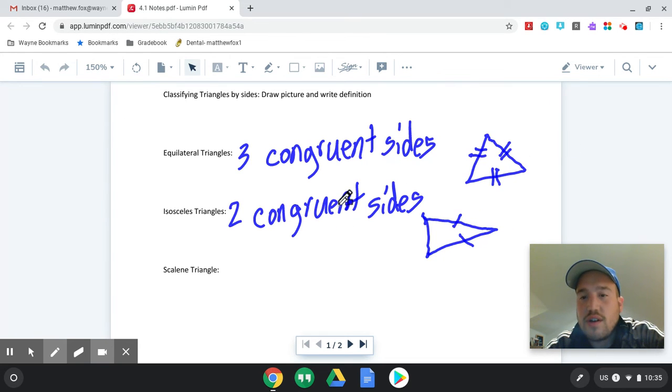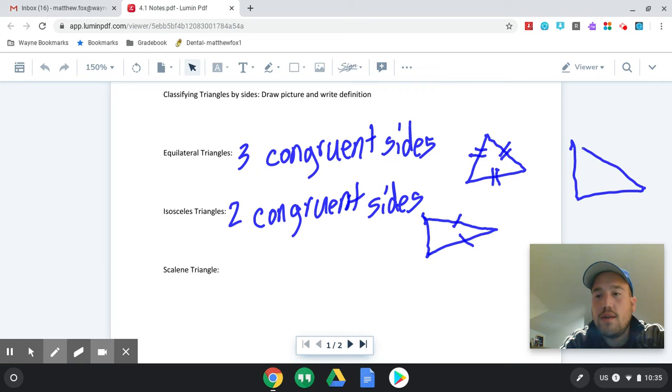If I wanted to draw another triangle that had congruent sides, we'll do another isosceles, and I could do 3 with 3. That tells me that both of these are the same, but we don't know necessarily how they compare to over here. Okay, the final one then, the scalene triangle, is when there are no congruent sides.